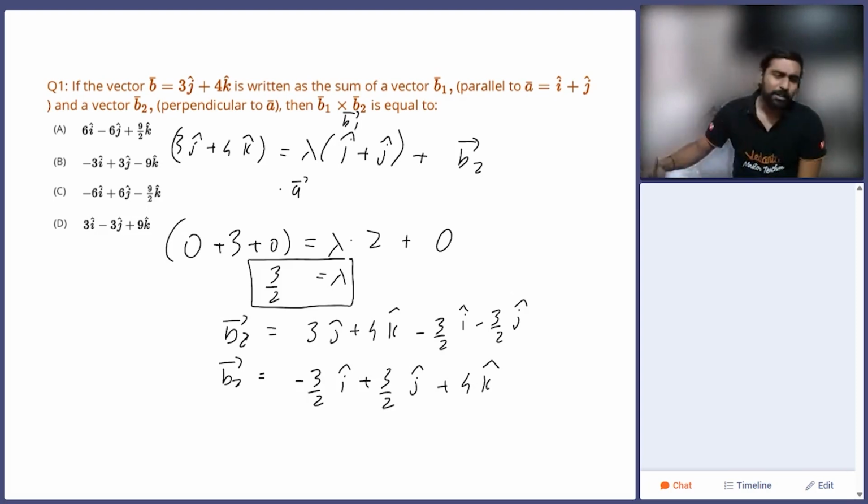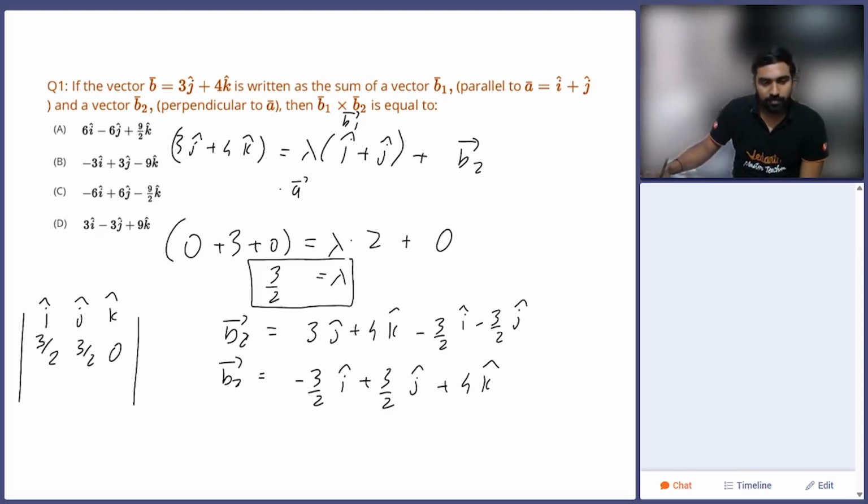You need to find B1 cross B2. So what is B1 cross B2? It is I cap, j cap, k cap. What is B1? B1 is 3 by 2 I cap, 3 by 2 j cap, 0 k cap. And what is B2? B2 is minus 3 by 2, 3 by 2, and 4 over here. Okay. Now open this up.